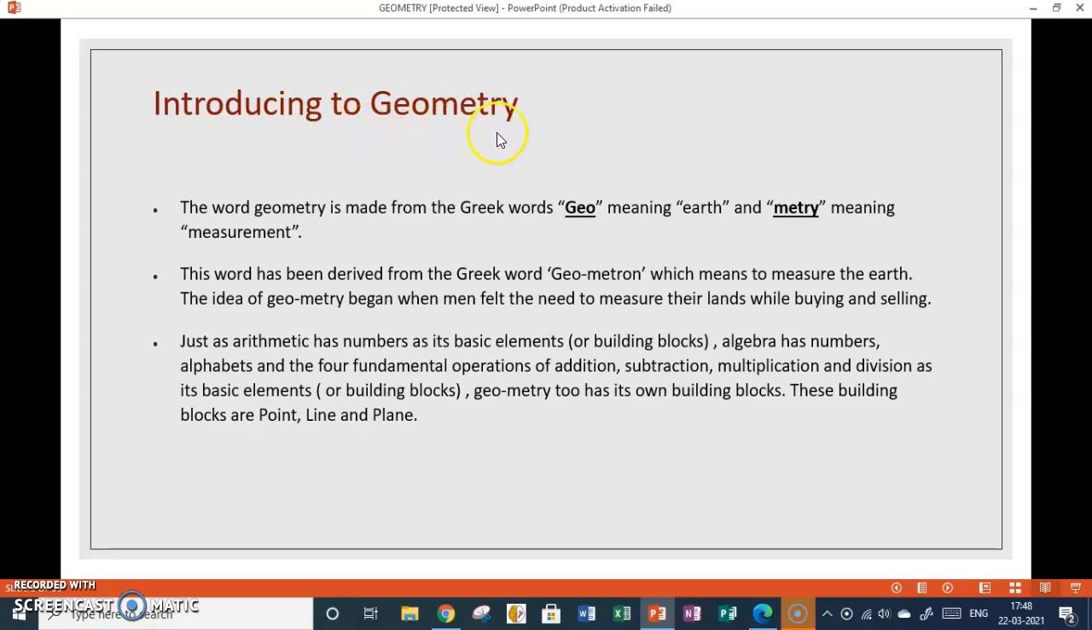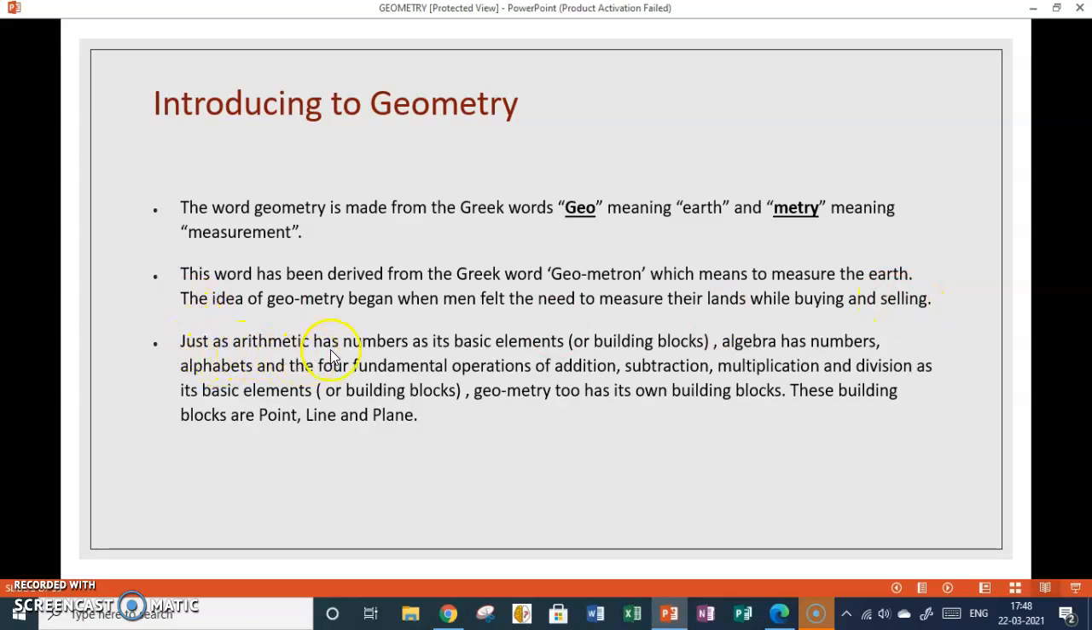Introduction to geometry. The word geometry is made from the Greek words geo, meaning earth, and metry, meaning measurement. This word has been derived from the Greek word geometron, which means to measure the earth. The idea of geometry began when men felt the need to measure their lands while buying and selling.